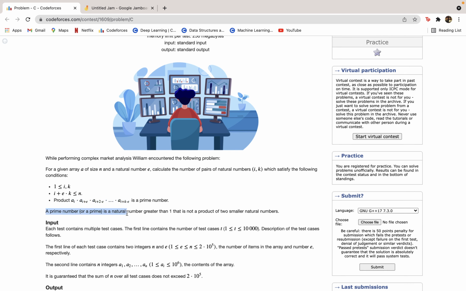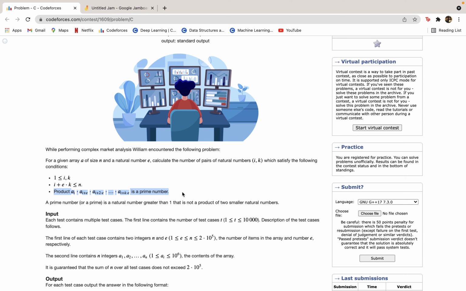Since a prime number is a natural number greater than 1 that is not a product of two smaller natural numbers, only one of these elements can be equal to a prime number and the rest of them have to be equal to 1. This is because if we choose two prime numbers, the product can be written as a product of two smaller natural numbers, so it would not be a prime number. So basically this problem boils down to finding a prime number and k minus 1 other elements, each of which is equal to 1, and all of these elements are separated by exactly e minus 1 elements.